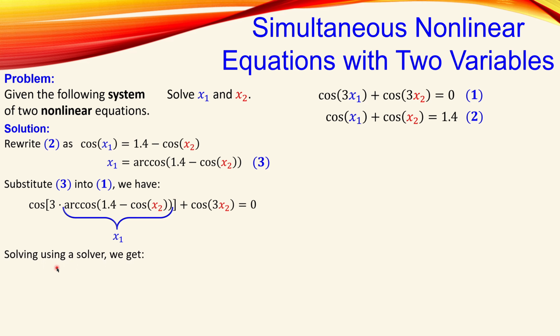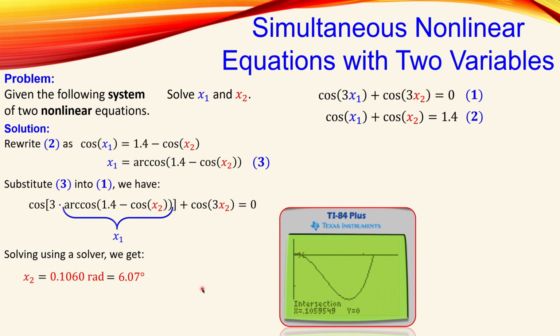Now in this case we use the calculator, and that will give me x2 equal to 0.1060 radians. These are of course angles, so we can use radians, but you can also say it is degrees, so it will then be 6.07 degrees. And this is the graph from the calculator. From the graphing calculator, you can see the curve is looking like this, and we have one intersection point here, and that is x2.